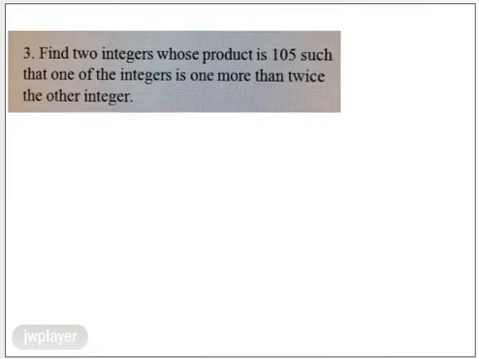Now we're finding two integers whose product is 105. But it doesn't say consecutive, so we need to look for a new relationship. There has to be some kind of relationship between the two numbers inside the word problem. It's not consecutive, so it's not x and x plus 1.